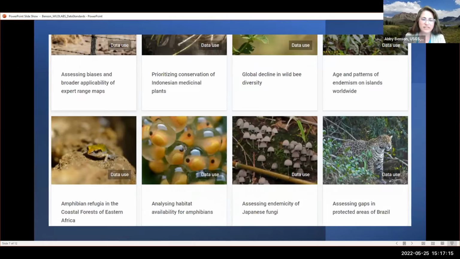And there's lots of different ways that this is being used. So, here's just an assortment of conservation ways that the data in GBIF are being used, from assessing gaps in protected areas of Brazil to assessing biases and broader applicability of expert range maps. So just lots of ways to use the data, and these are just a few, but I'm sure you all could think of many more.